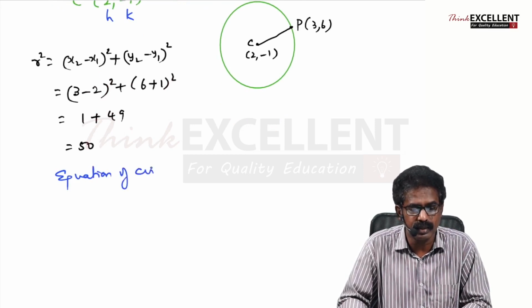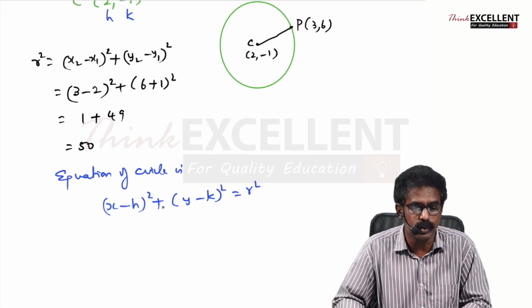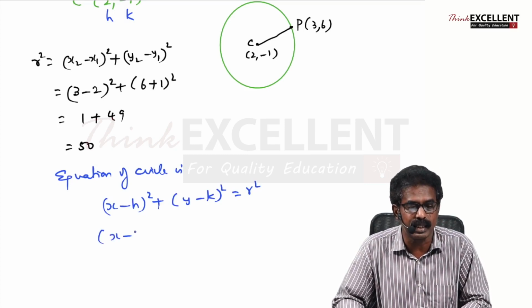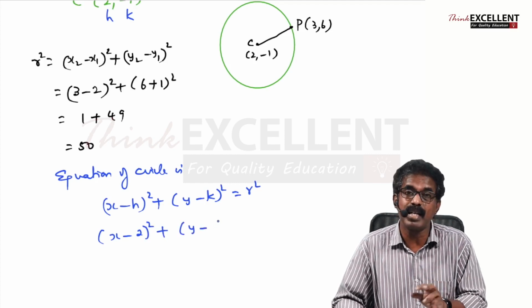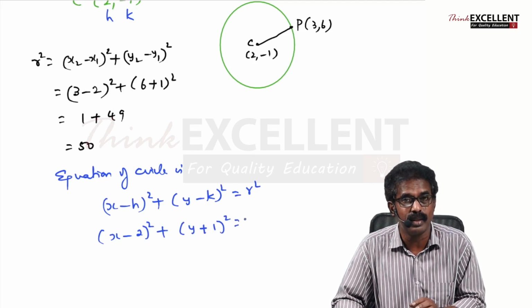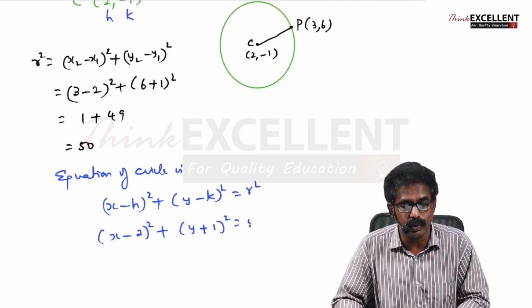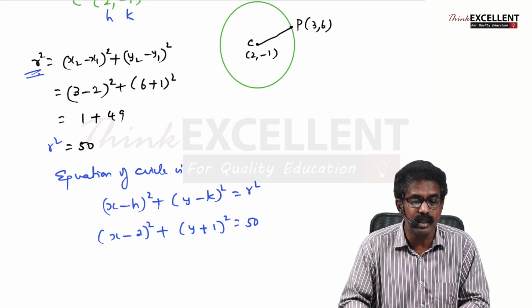Equation of circle is (x − h)² + (y − k)² = R². Substitute and simplify. (x − 2)² + (y − (−1))², so (y + 1)² = R². R² itself is 50. Don't put 50 squared now, because R² only we are finding here, it is 50.